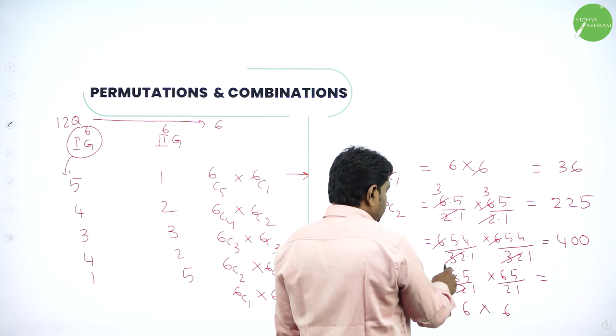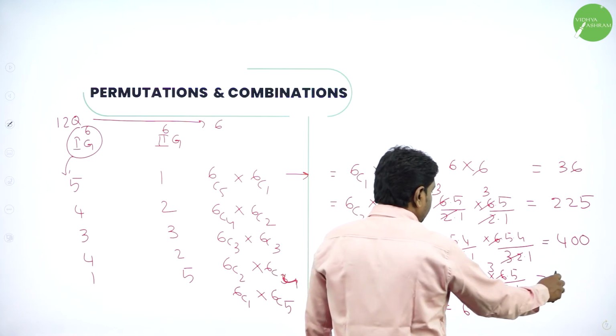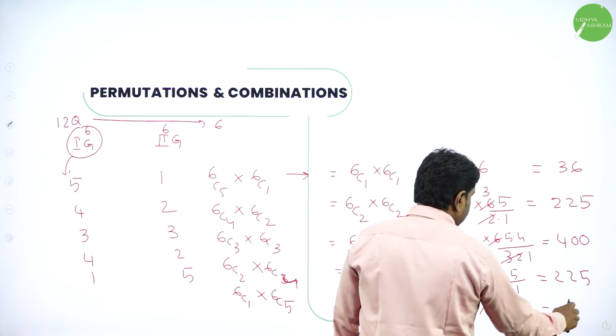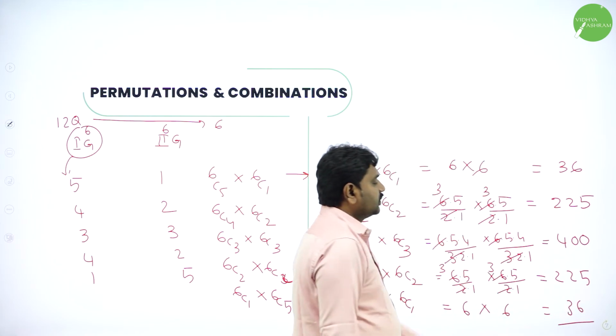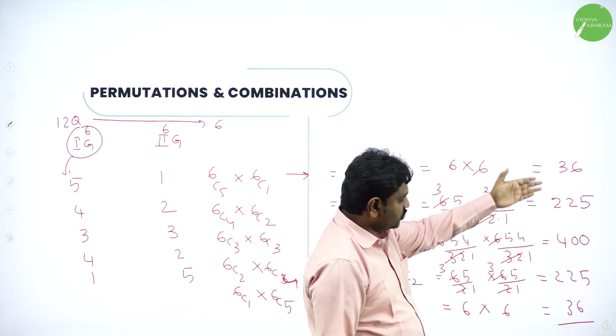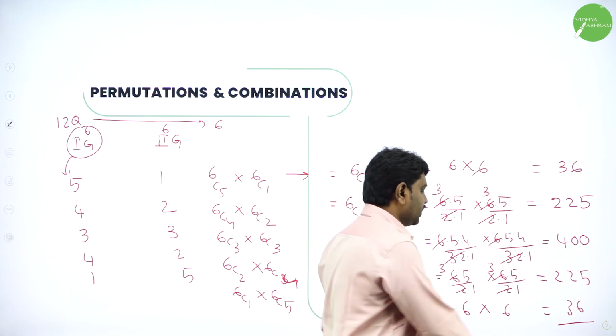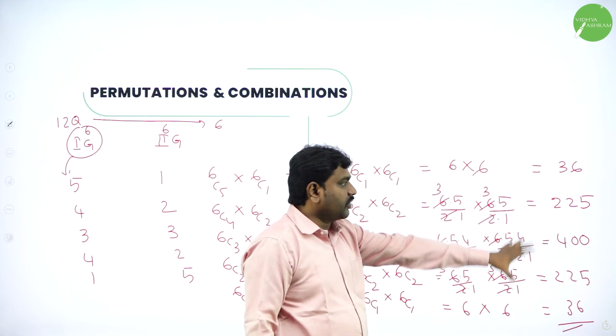Here 2 1s are 2, 2 3s are 6, 225. 6 6s are 36. Add all: 36 plus 225 plus 400 plus 225 plus 36. Add it, you will get the answer. So sum of all these things.